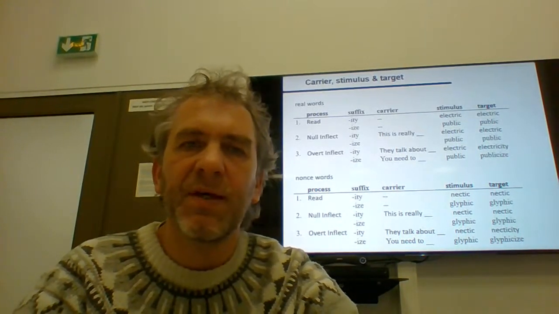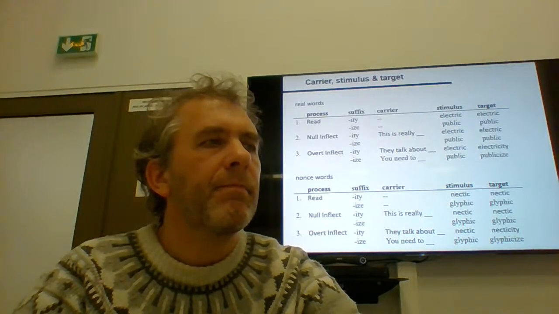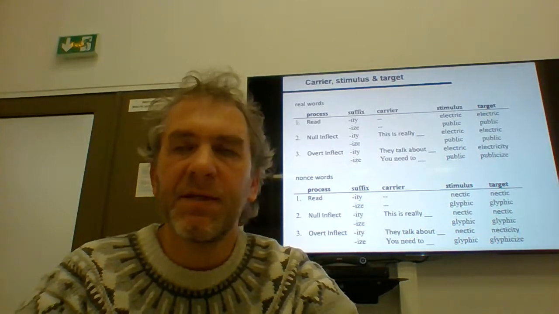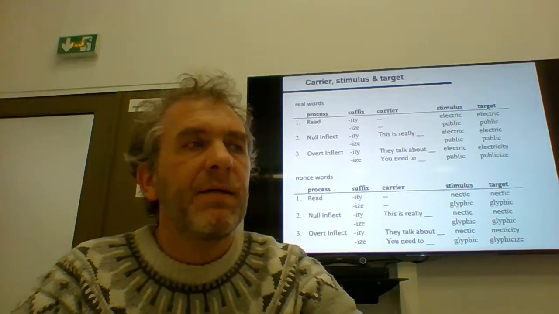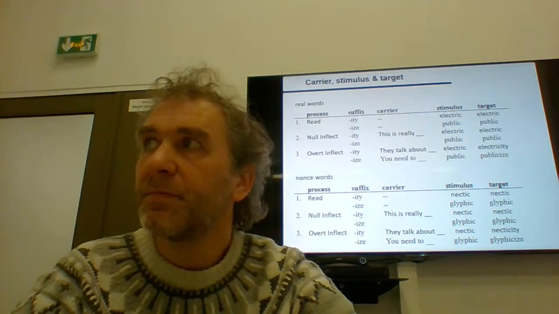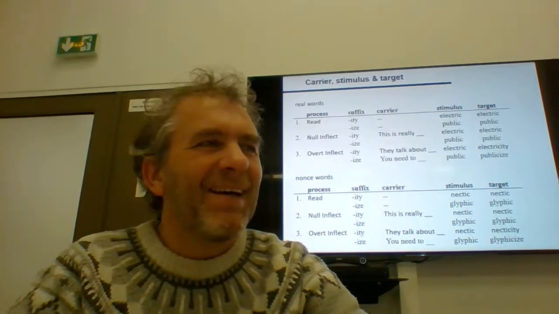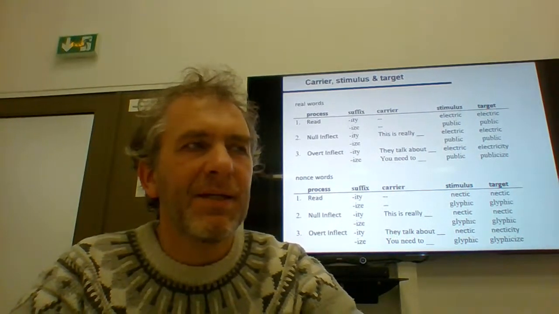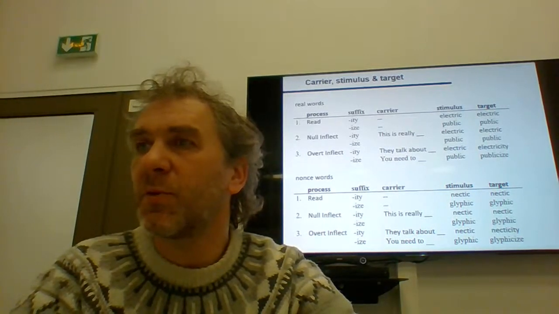Okay. Pronounce it silently. In null inflect, they get a carrier, and they have to pronounce electric, so this time an adjective, or public. They see public and have to pronounce public. Okay. And in the overt inflect condition, for the idi suffix, they talk about, and then they get electric, and they have to produce electricity. In the overt condition for the eyes suffixes, the carrier is you need to, and they get public and they produce publicize.